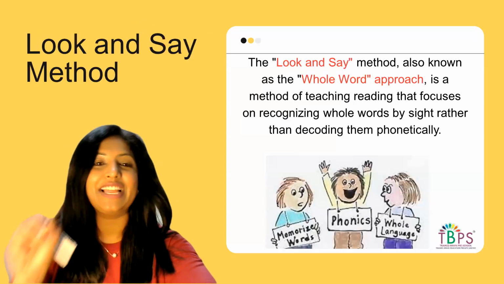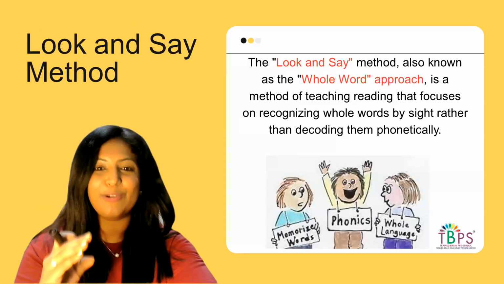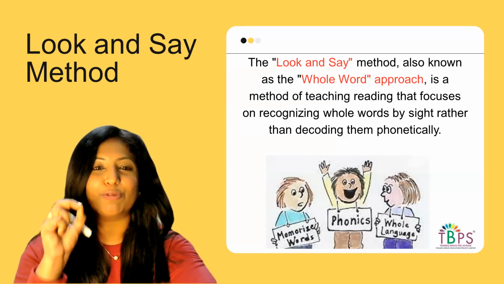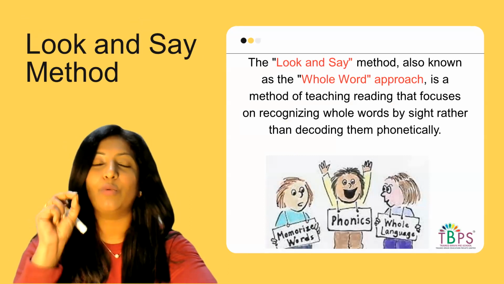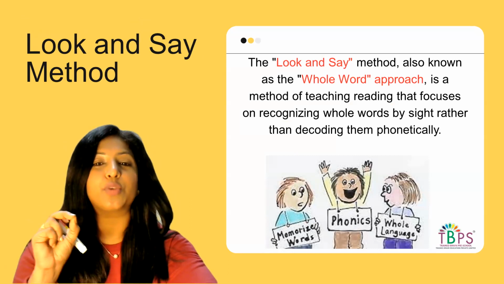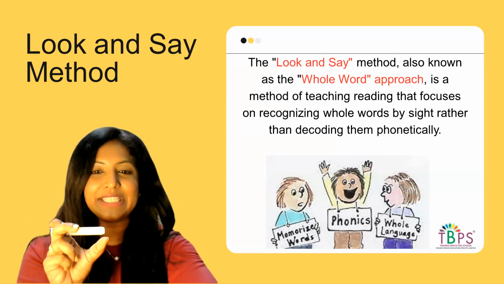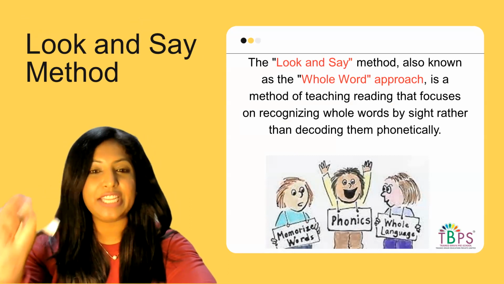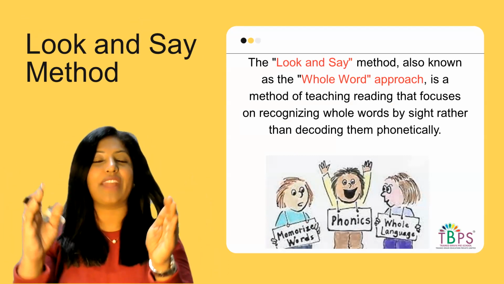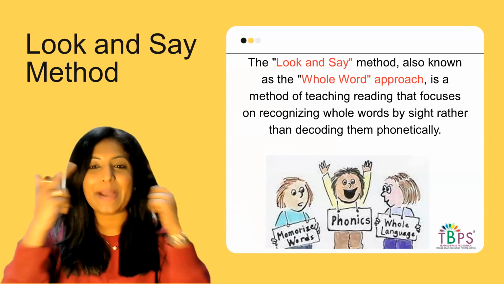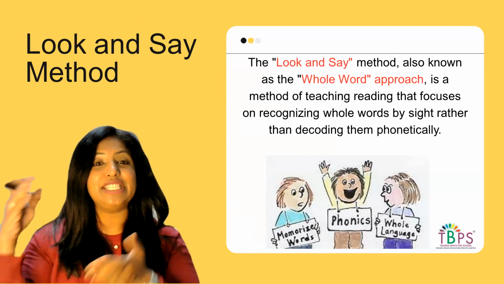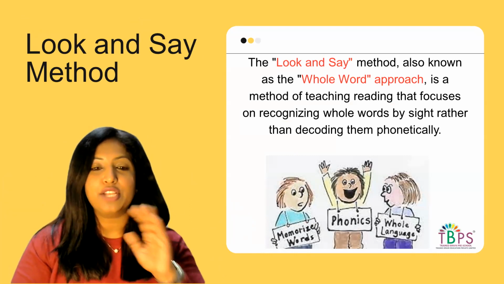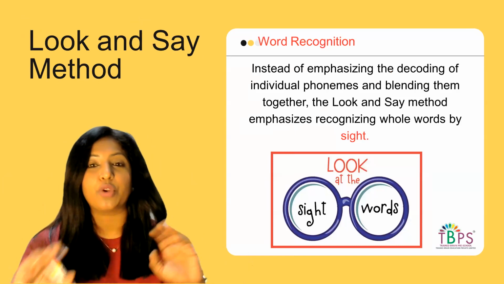As I mentioned, let's take a look at the definition. The look and say method is also known as the whole word approach. So, what do we do? It's a method wherein we teach reading to children, wherein they recognize whole words by sight rather than decoding them phonetically. So we don't use the phonetic method.